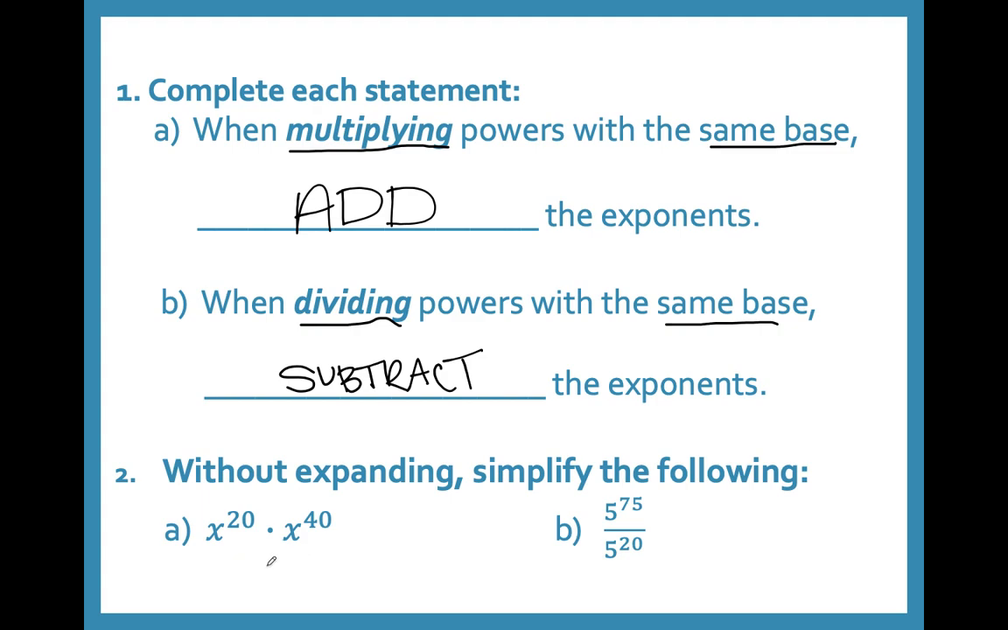Without having to expand, these are much easier now that we know that shortcut, because it would take a long time to write x to the 20th power and x to the 40th power. So all we have to do is add 20 plus 40, which is 60. And then same with this one, 5 to the 75th power. That would take a long time to expand. So it's a lot easier now that we know the shortcut. 5 to the 75th divided by 5 to the 20th is 5 to the 55th power.